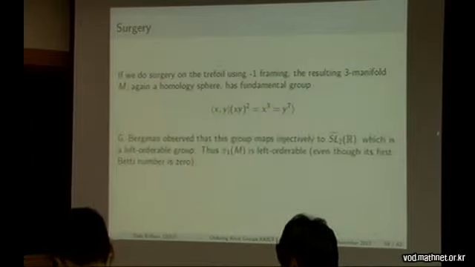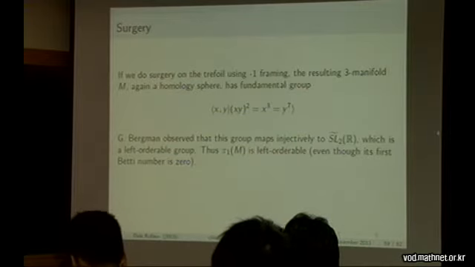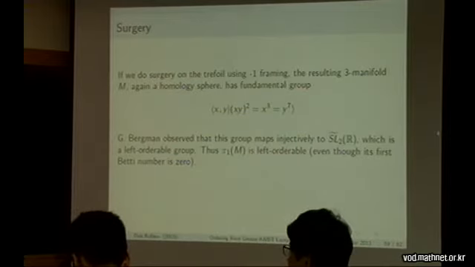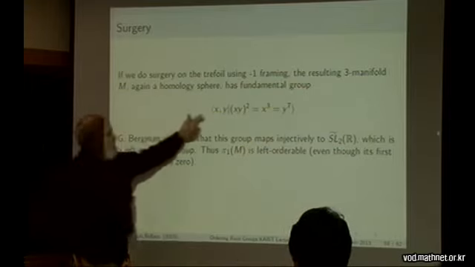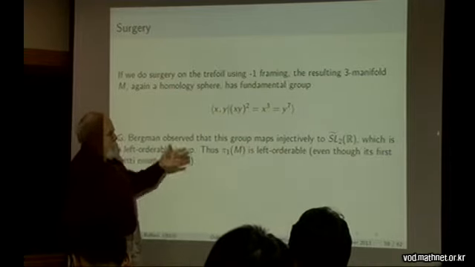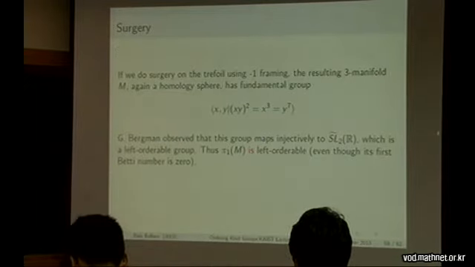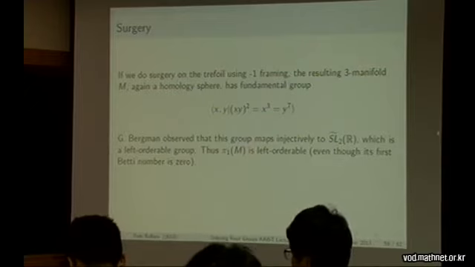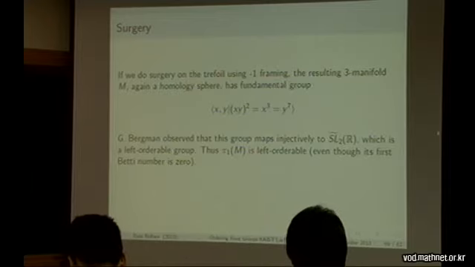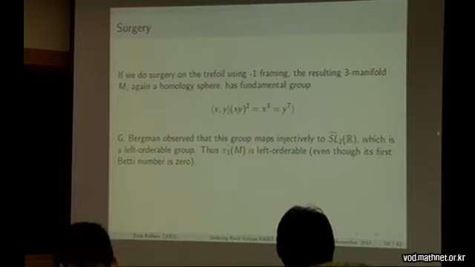Well, in a paper of 1990, I believe, George Bergman explicitly showed how to map this group into this covering group of the matrix group in a very explicit way, and showed that it actually maps injectively. I think Bill Thurston knew this also, but didn't bother to write it down. George Bergman did. And that was the first published example of a left orderable group which is not locally indicable.